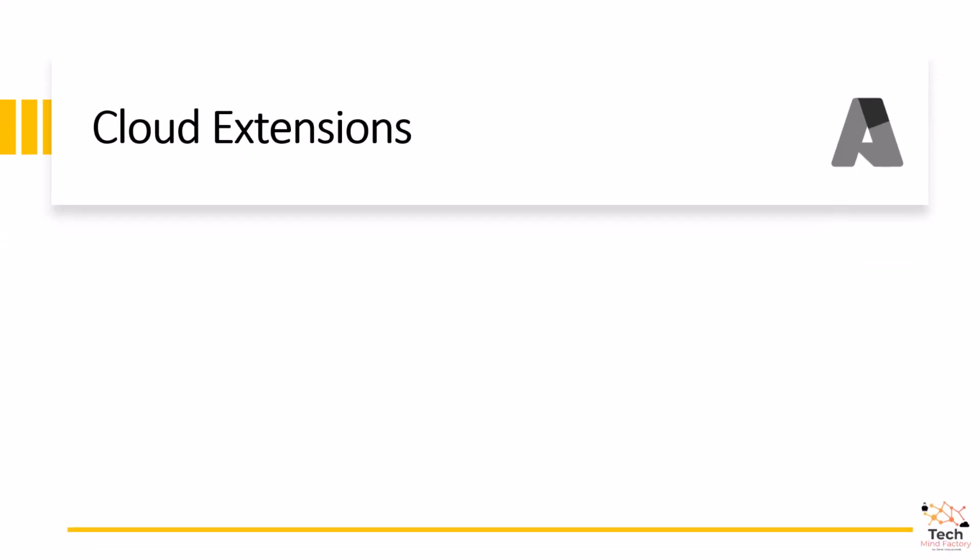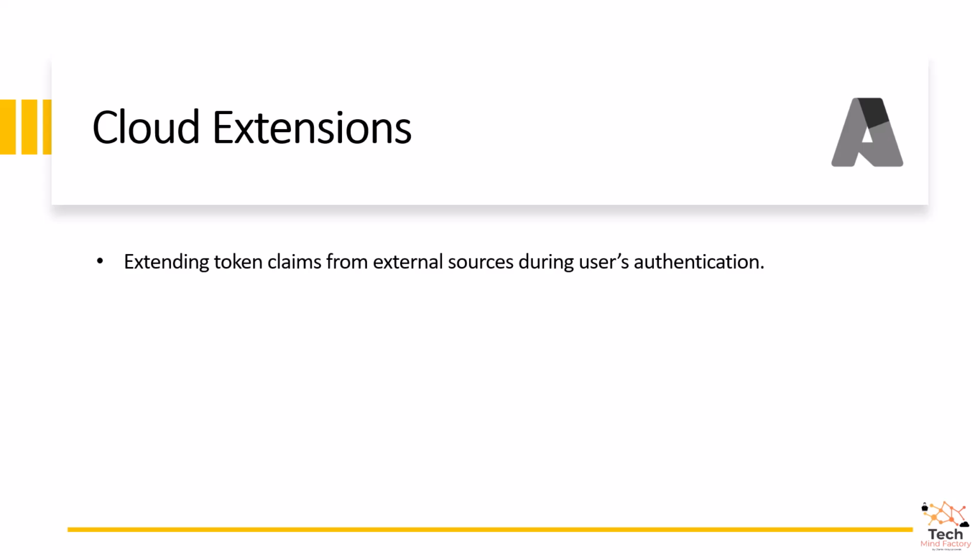We saw in the demo application that this loyalty number was added. When I opened the user profile tab, we saw that the loyalty number for the user was displayed. And this loyalty number was taken from the external system and then included in the ID token. And this flow was implemented using cloud extensions. So cloud extensions are used to extend token claims from external sources during user authentication.